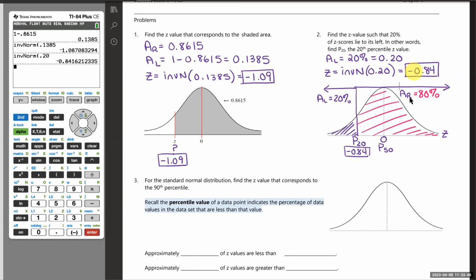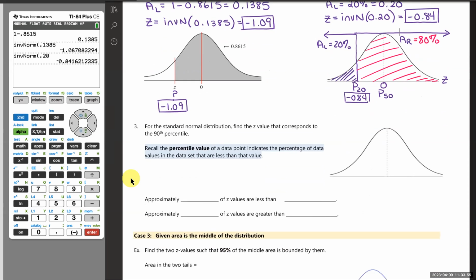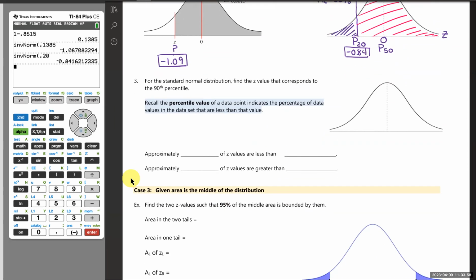All right. Number 3. Okay, so for the standard normal distribution, find the z-value that corresponds to the 90th percentile. And then I did go ahead and repeat the definition of percentile value. All right, the percentage of data values that are less than the value. So let's go ahead and label our axis here. Z, 0's in the center. That's the 50th percentile. We're looking for the 90th percentile. So that would be somewhere to the right of center.